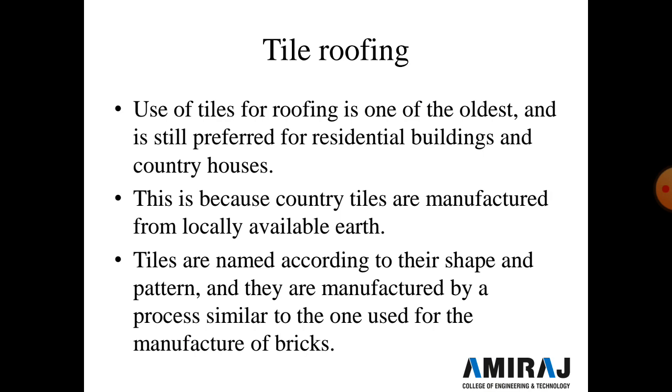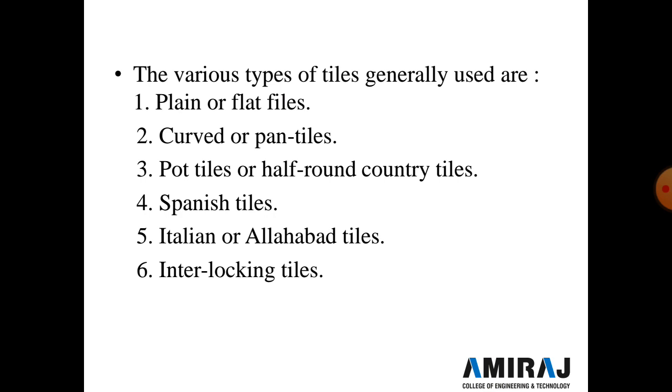The next type of roofing is tile roofing. The use of tiles for roofing is one of the oldest, and it is still preferable for residential buildings. This is because country tiles are manufactured from locally available earth, and tiles are named according to their shape and pattern. They are manufactured by a process similar to the one used for the manufacture of bricks.